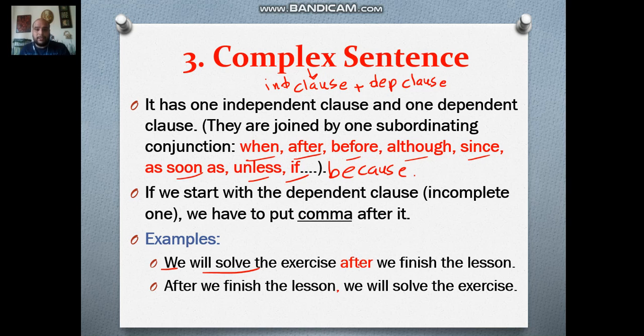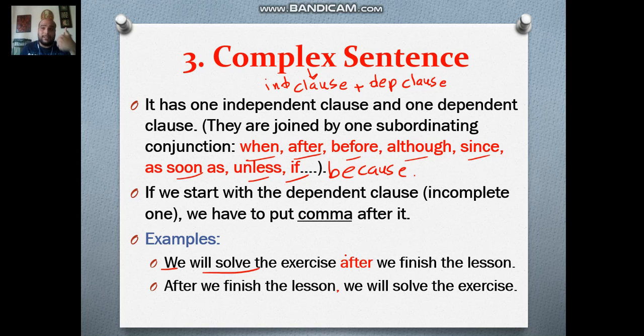But if I take this, "after we finish the lesson," what? What are you going to do after we finish the lesson? I cannot understand this. Please, link it to something else. Oh, that's a dependent clause. You have to link it to an independent clause. We will solve the exercise after we finish the lesson. So we have both dependent and independent clauses, and that's what we call a complex sentence.